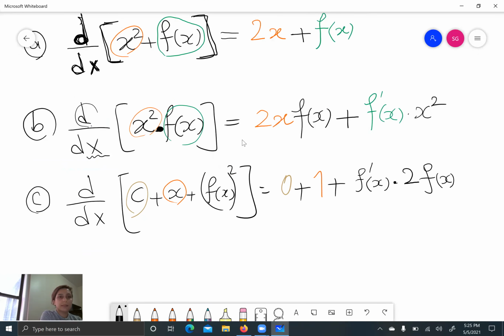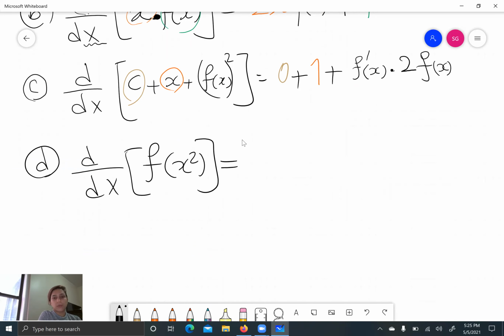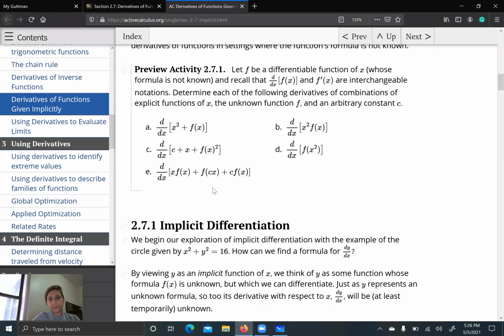And this one is f of x squared. Take the derivative of f of x squared. Here we need to apply chain rule. The inside function is x squared, so the derivative is going to be 2x multiplied by the outside function, which is f. 2x multiplied by f prime of the input. So here we just applied a chain rule.